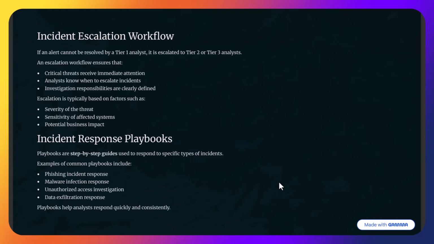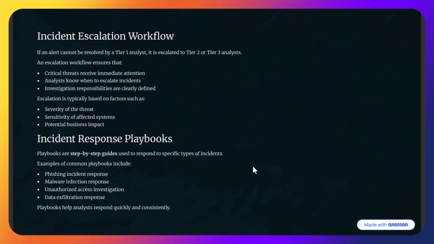Incident escalation workflow. If an alert cannot be resolved by a Tier 1 analyst, it is escalated to a Tier 2 or Tier 3 analyst. An escalation workflow ensures that critical threats receive immediate attention. Analysts know when to escalate incidents. Investigation responsibilities are clearly defined. Escalation is usually based on factors such as: severity of the threat, sensitivity of affected systems, potential business impact.